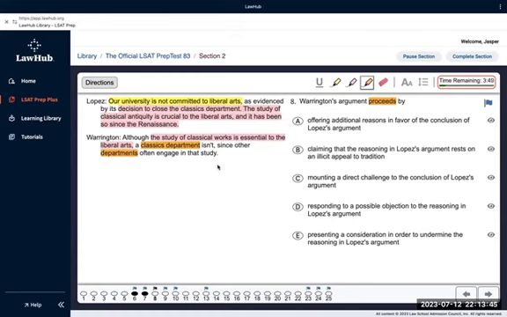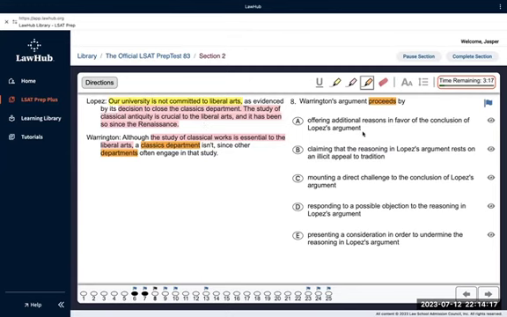So yeah, I think that is just taking issue with how the support offered is connected to the conclusion. So it's the connection between the classics department and the study of classics.